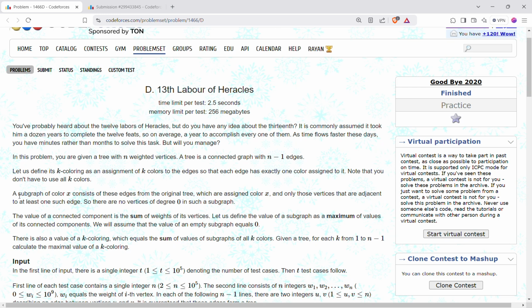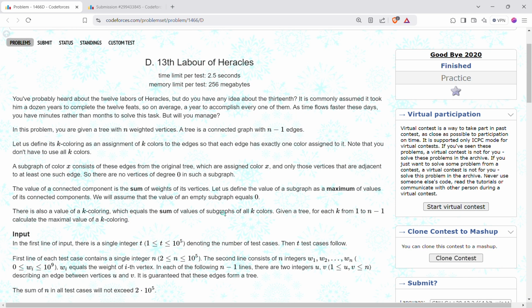So yes, a subgraph of color x consists of those edges from the original tree which are assigned color x, and only those vertices that are adjacent to at least one such edge. So there are no vertices of degree 0 in such a subgraph. The value of a connected component is the sum of weights of its vertices. Let us define the value of a subgraph as the maximum of values of its connected components. So we will assume that the value of an empty subgraph equals 0.